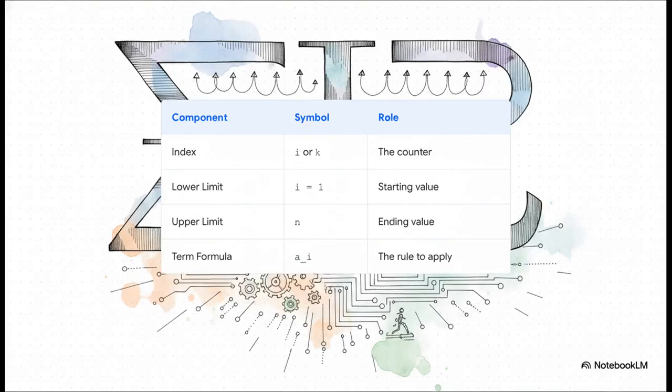Okay, so let's put it all together in one spot. The sigma symbol itself tells you to sum stuff up. The index, your i or k, is the counter. The limits give you your starting and ending points, and the formula to the side is the rule you have to follow. The whole thing is like a complete self-contained instruction manual for doing math.